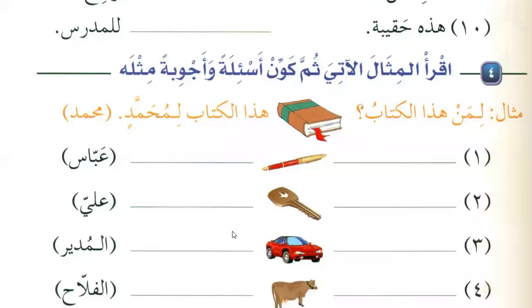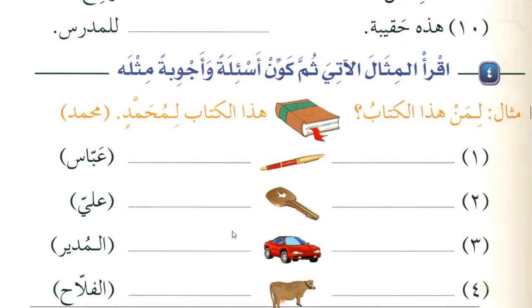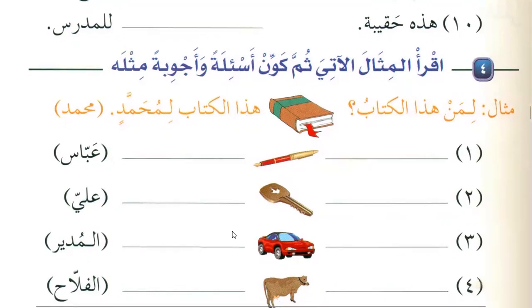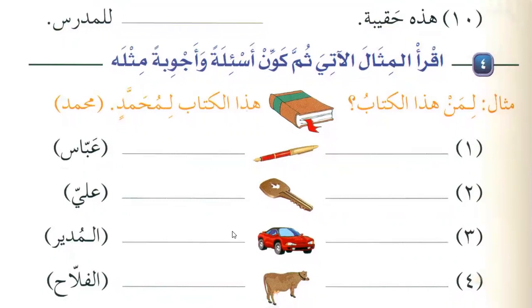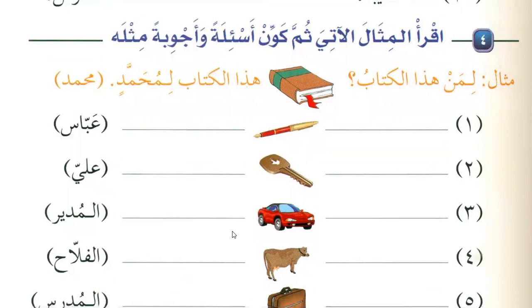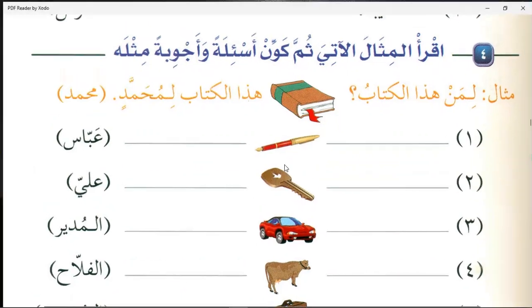Read the following example, then make questions and answers like it. Example: Liman hadhal kitab? To whom does this book belong? Hadhal kitabu li Muhammadin. This book belongs to Muhammad. You will make similar questions and answers like here. Raise your hand.